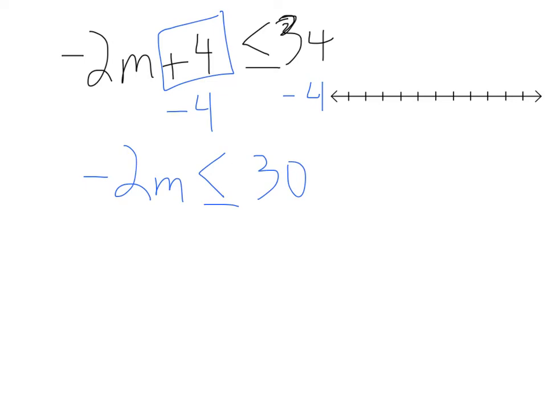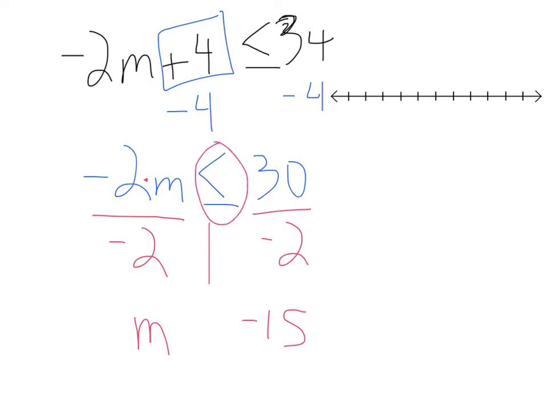Now, I've got negative 2 times m is less than or equal to 30. I want m all by itself. That is negative 2 times m. So to get rid of it, I divide by negative 2. I divide both sides by negative 2. That leaves me with m, and 30 divided by negative 2 is negative 15. But uh-oh, what happened? I just divided with a negative. So that whole sign, what happens to it down here? Should be rewritten as greater than or equal to negative 15.